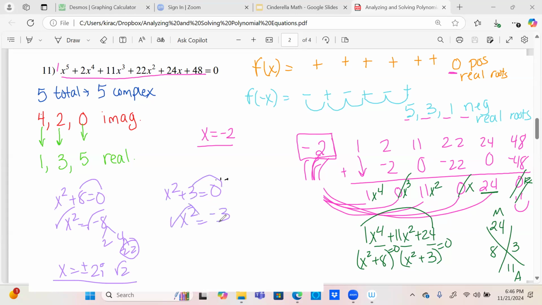Root. Oops, that's negative now. Root. So this will be i on the outside. 3 does not break down because it's prime. Don't forget your plus minus. So there's 2 answers, there's 4 answers.